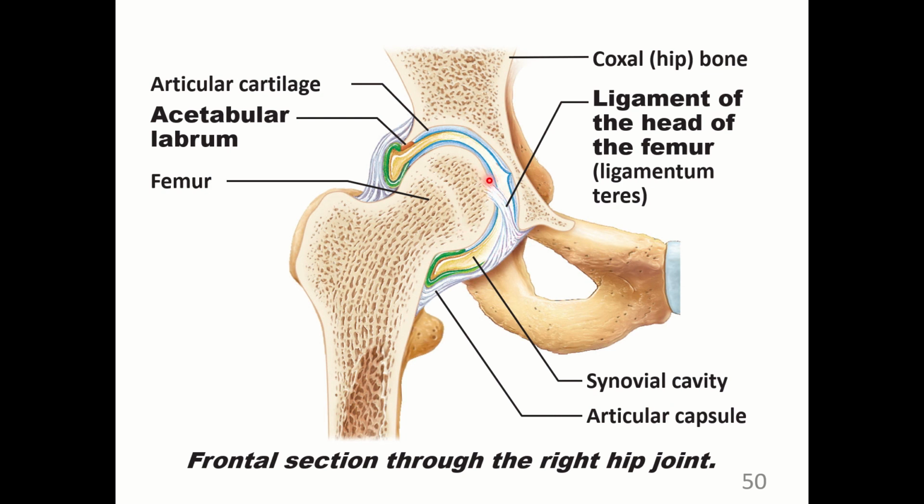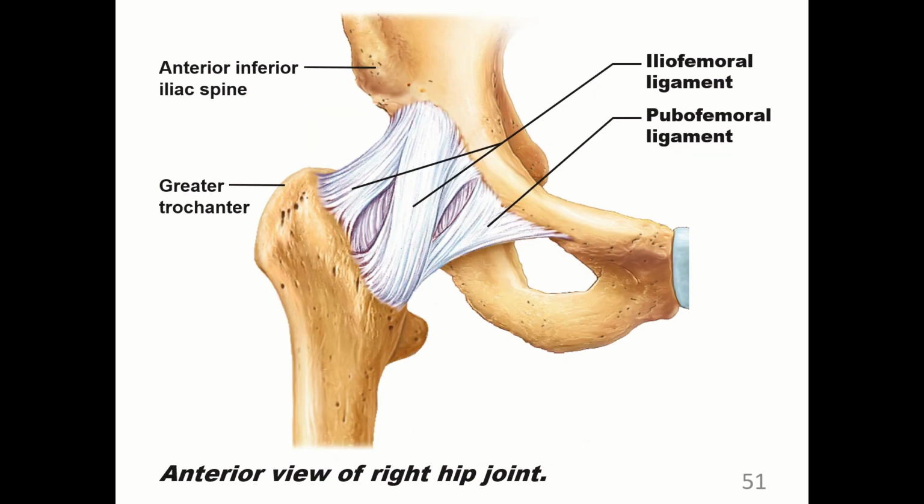There's an intrinsic ligament here that will bind the head of the femur to the hip bone. And then we have our joint cavity and our articular cartilage, our synovial membrane and synovial fluid. And then we'd have the articular capsule. And then we can see the extrinsic ligaments.